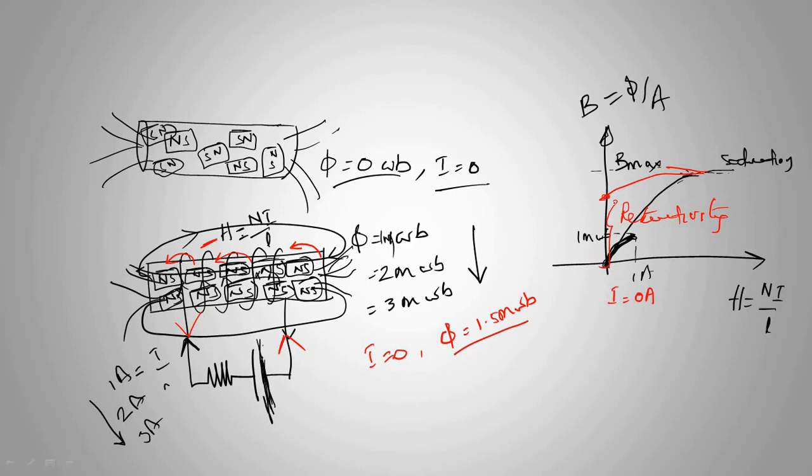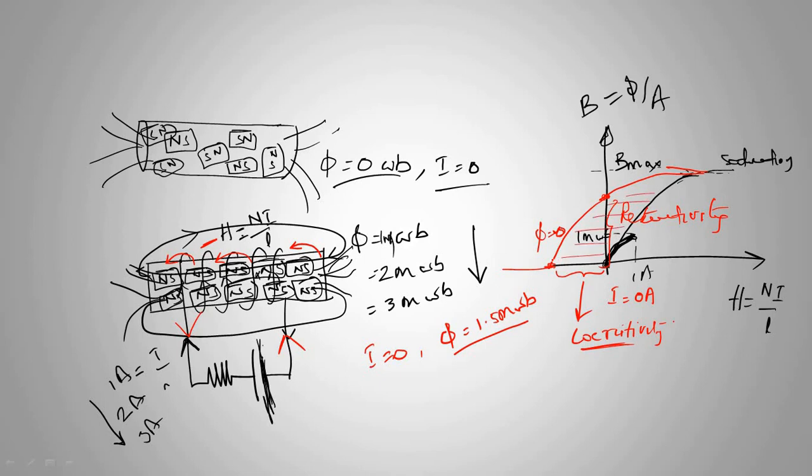In order to make the flux equal to 0, we have to apply some other extra magnetizing force. That we will call the coercivity. So this is the magnetizing force required to make the flux equal to 0. So that we will call the coercivity. So this is the positive half of the cycle.